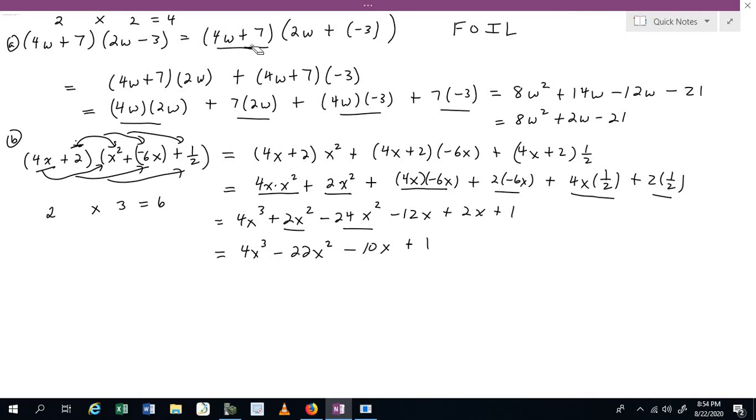And the same thing up here. Rather than thinking of this as foiling, you can take this 4x plus 7 and distribute it to both of the terms here. Because that's the fundamental reason why FOIL works, and it's the fundamental reason why this method works, where you end up with these 6 different terms.